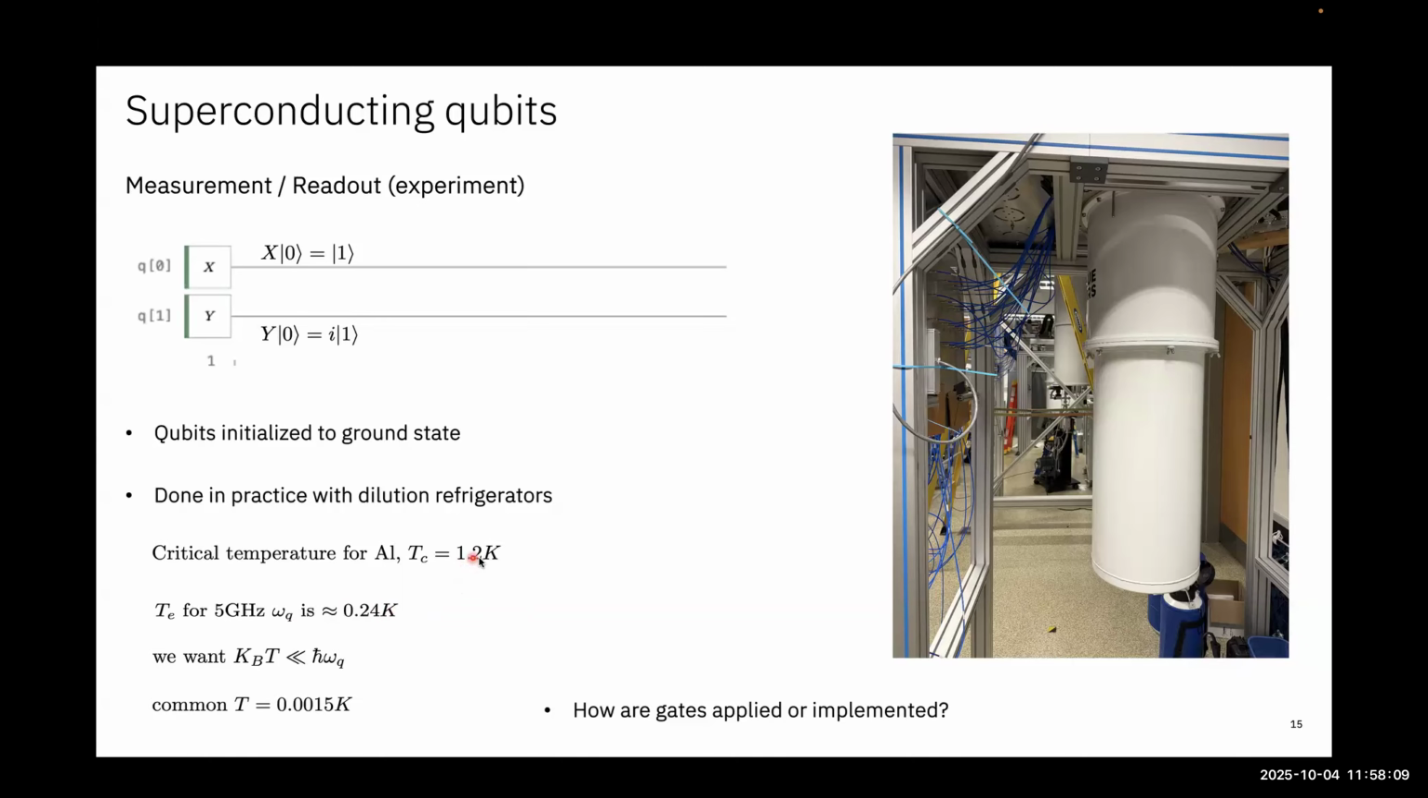So even though you say, okay, you want to cool down to one Kelvin just to get superconductivity with aluminum, that temperature is still greater than the transition energy of your qubit. So at that kind of temperature, you can still take your qubit from 0 to 1. You can still take it from ground state to excited state. So in such a system, your qubit is not truly in the ground state.